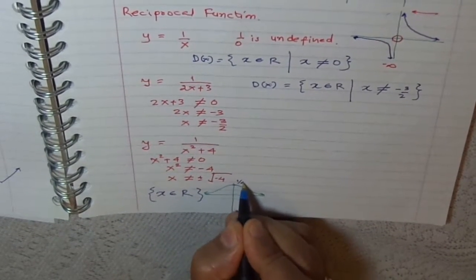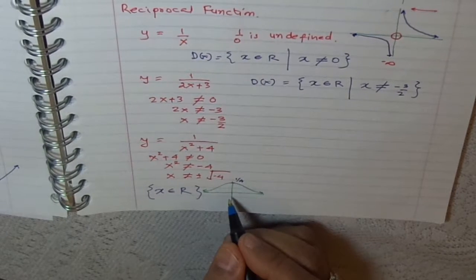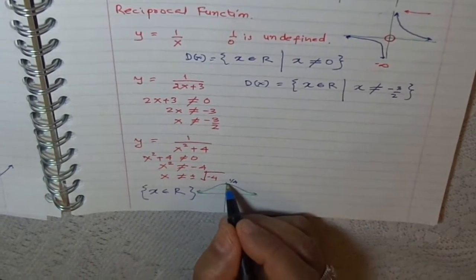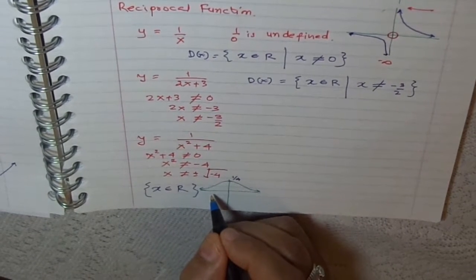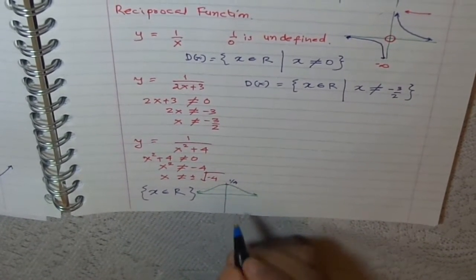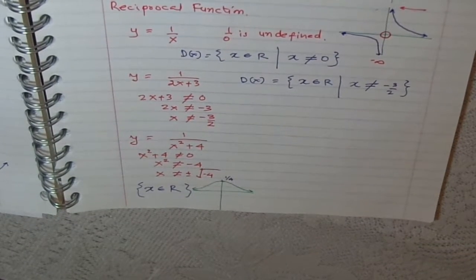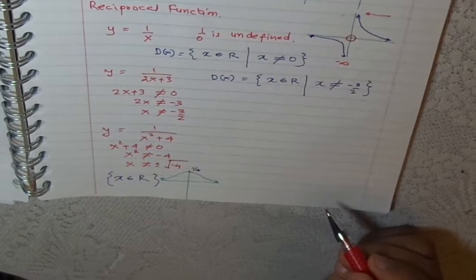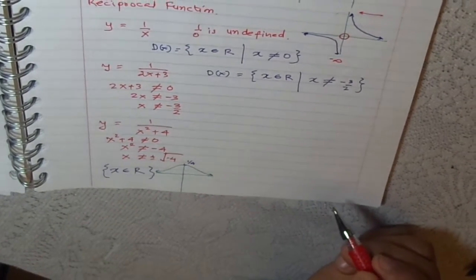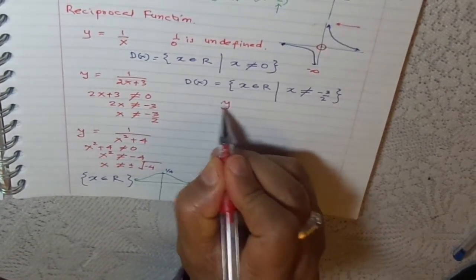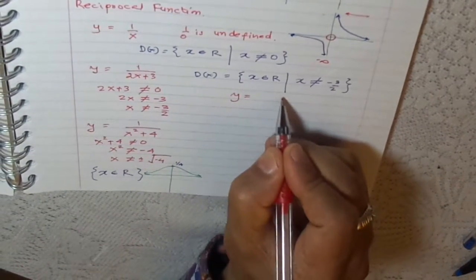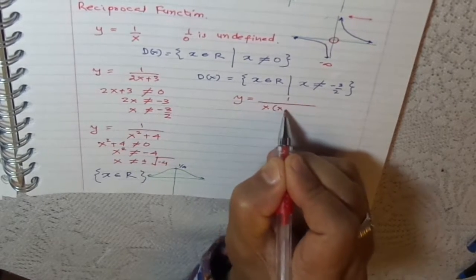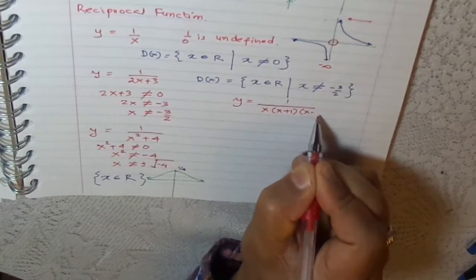Okay, you can write the range. Range is between 0 and 1 over 4, including 1 over 4, but not including 0. Okay, be careful when you write this range. Okay, now let me give you one more example of a combination of reciprocal function and our polynomials, right? Now in this case, there are restrictions. Y equals to, let's say, 1 over x times x plus 1 times x minus 2.